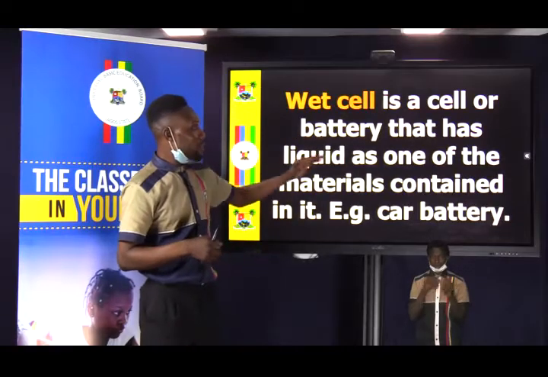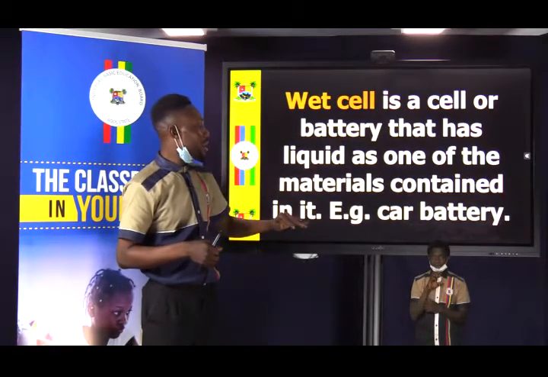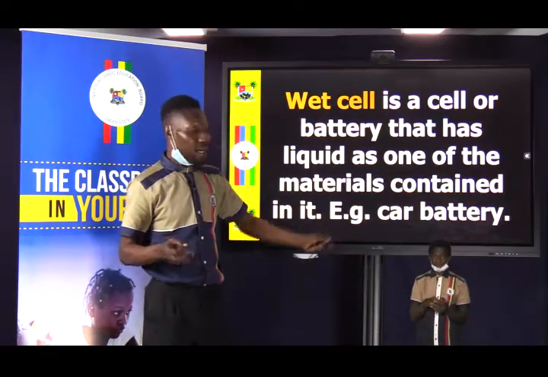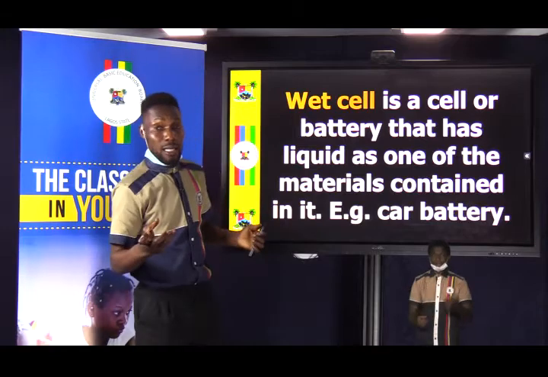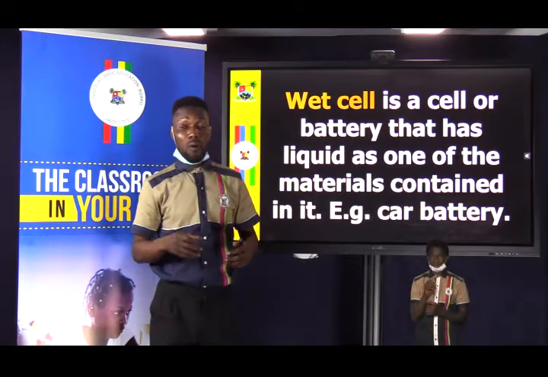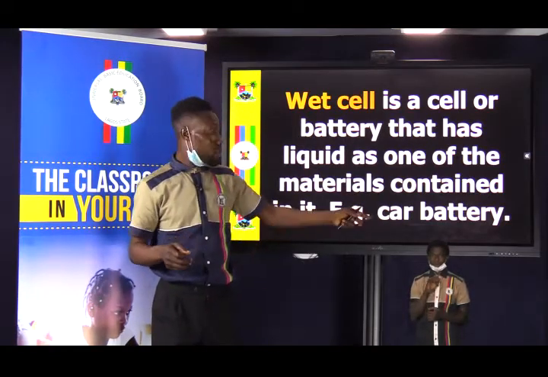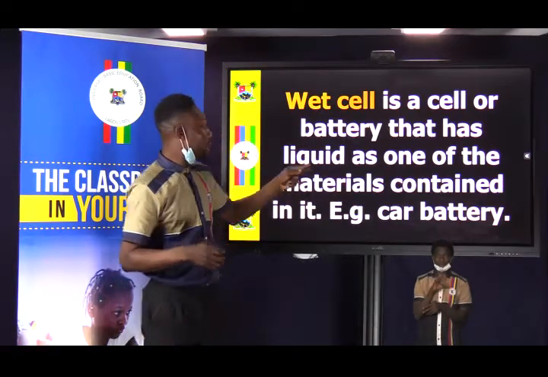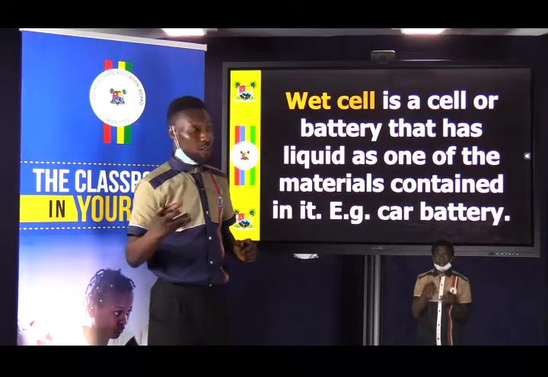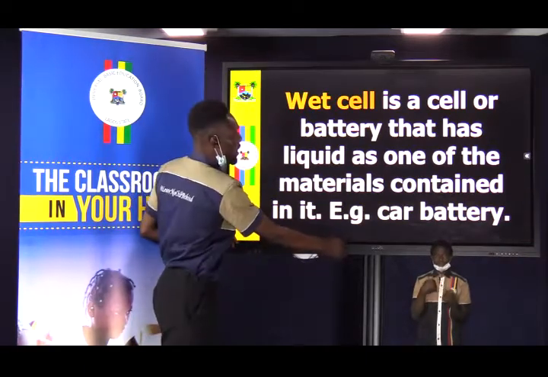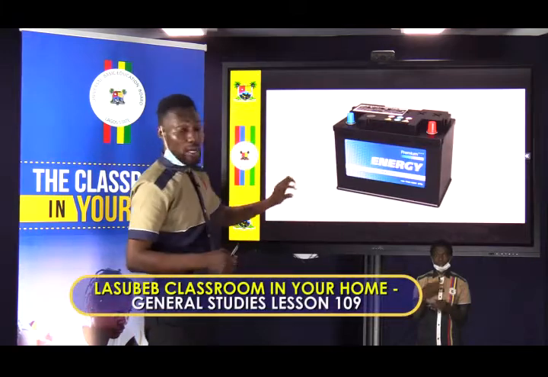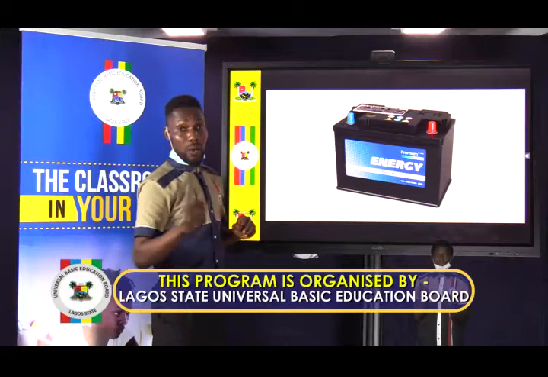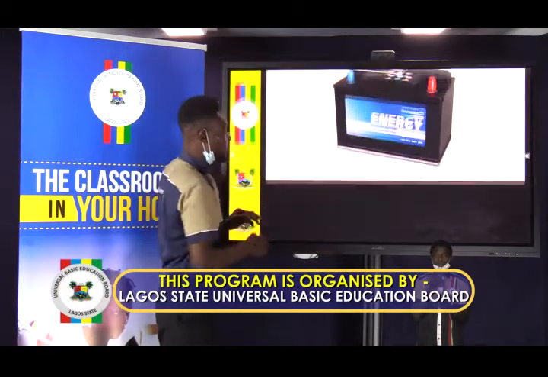Talking about wet cell, it is a kind of cell that has liquid as one of the materials contained in it. A very good example is the car battery. If you have seen the battery anywhere before, or in your daddy's car, that is a kind of wet cell because it has liquid as one of the materials contained in it. An example is car battery. Don't forget I told you dry cell, and a very good example is the torch battery.